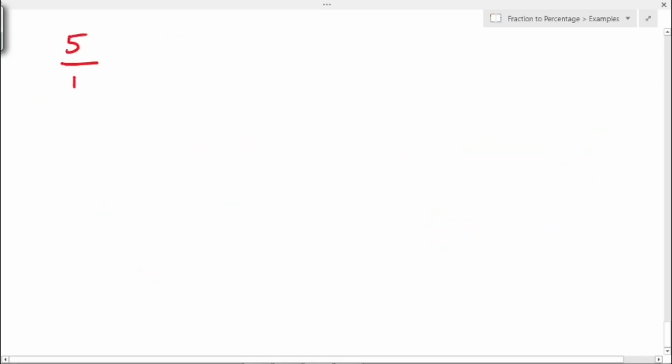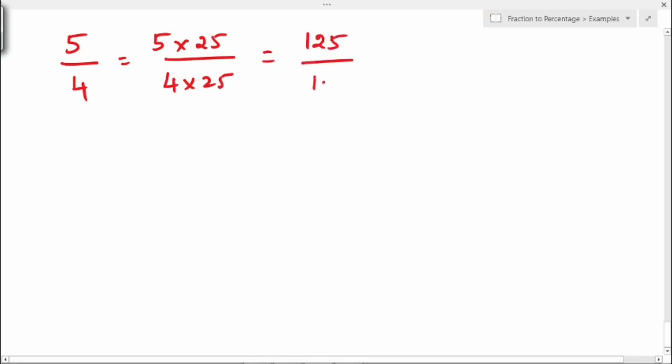Suppose we have 5 divided by 4. I am using the easy way of finding the percentage value. First we have to convert the denominator value to 100. For that I am going to multiply both the numerator and denominator by 25. So 5 into 25 divided by 4 into 25. The answer is 5 into 25, that is 125, divided by 100. So the answer is 125%, because 125 divided by 100 is nothing but 125%.